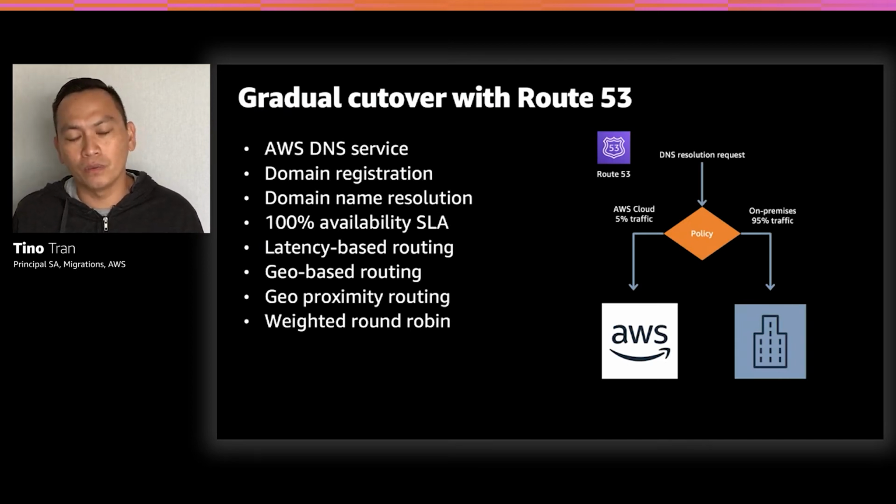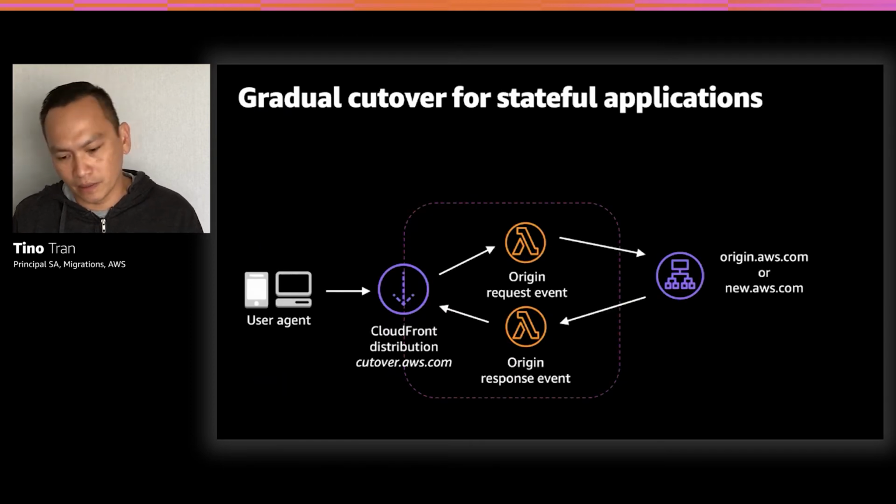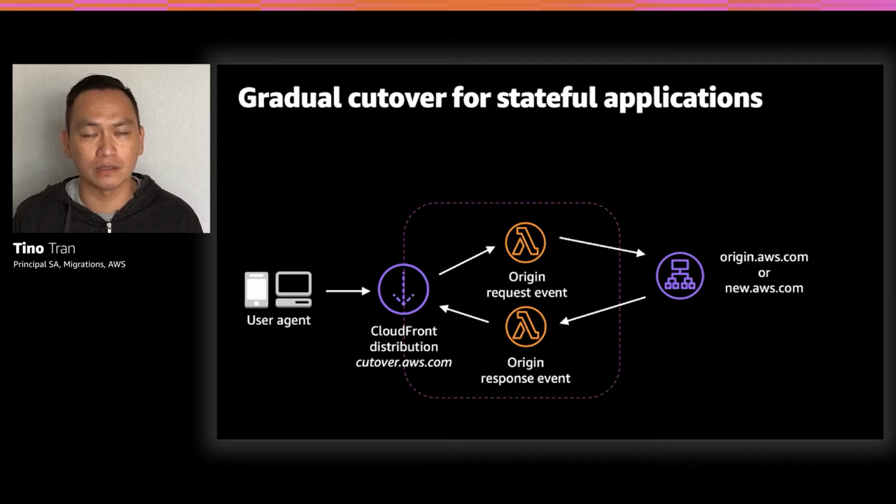One thing that's worth noting when you're leveraging these routing policies with Route 53 is that it works great if you have a stateless application. However, if you have a stateful application, it doesn't take state into consideration, so this is not something you would want to use for those scenarios. So how would you handle that? Let's say you have a stateful application. Well, in the last couple of examples back, I talked about Lambda@Edge, and we can leverage that capability in CloudFront to help manage stateful applications as well.